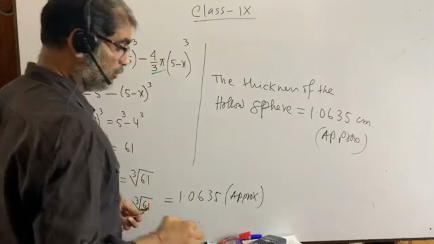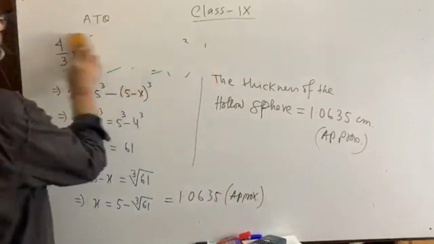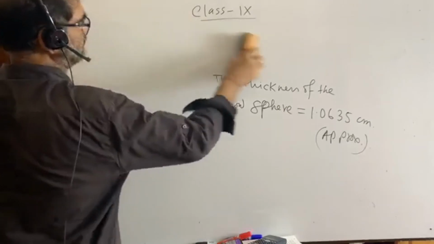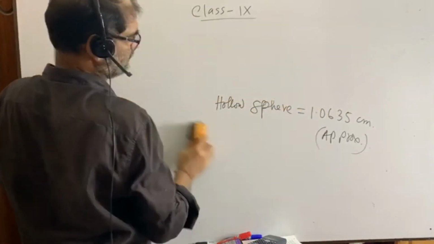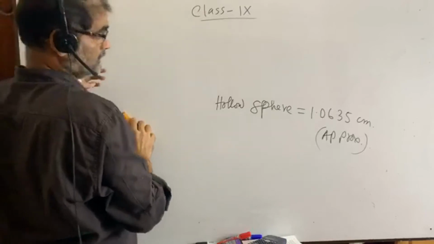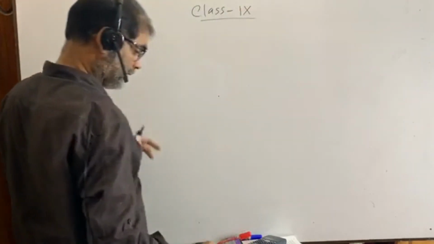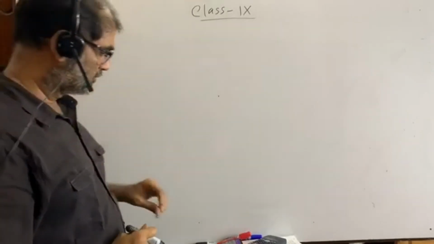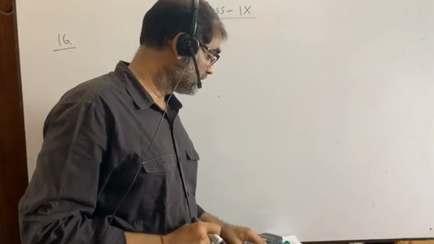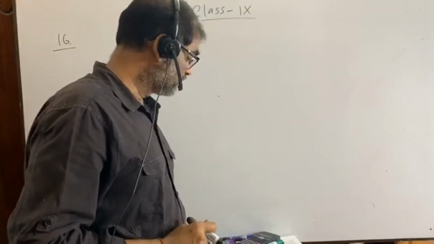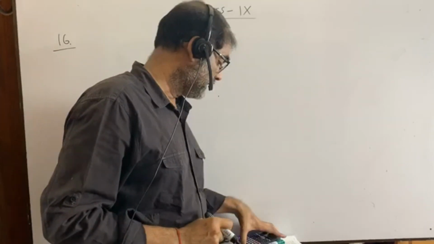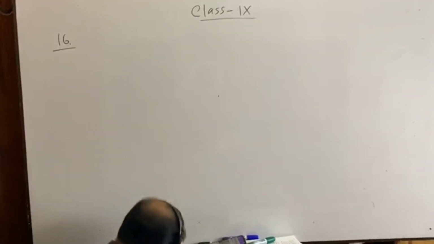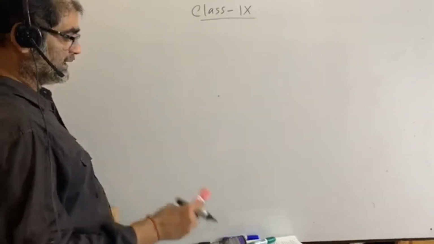Okay, now we are going to question number 16. Read the question, please. Question number 16 is similar math. You see it is written here, the outer diameter of a hollow sphere is 13 centimeter.